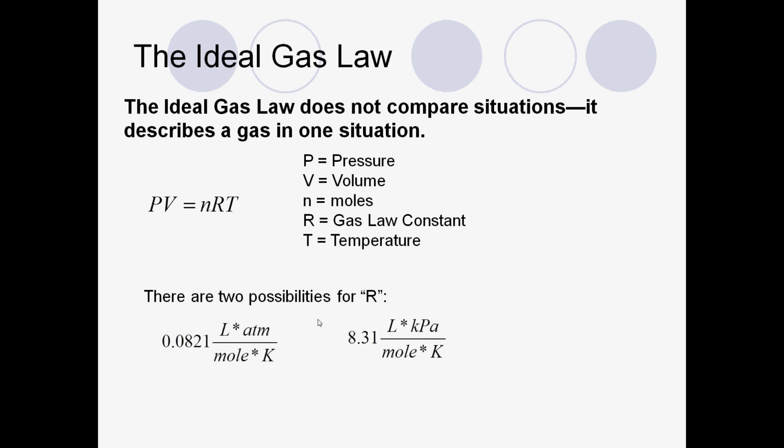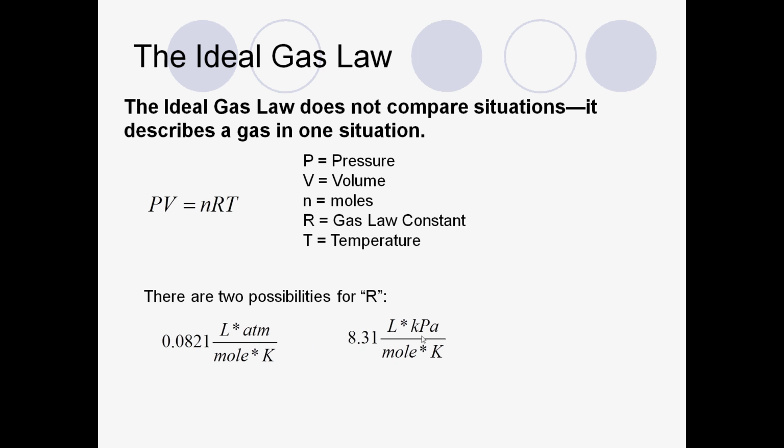There's two different possibilities for R. 0.0821 liters atmospheres per mole Kelvin, and then 8.31 liters kilopascals per mole Kelvin. Now, what I want you to understand right now is these numbers are what you plug in for R. This part right here is the label. So that means you have to look at your volume. Your volume must be in liters. When you look at your pressure, it must be in atmospheres. Your N will be in moles. Your temperature will be in Kelvin. And so this constant allows you to cancel out all the variables you don't need.